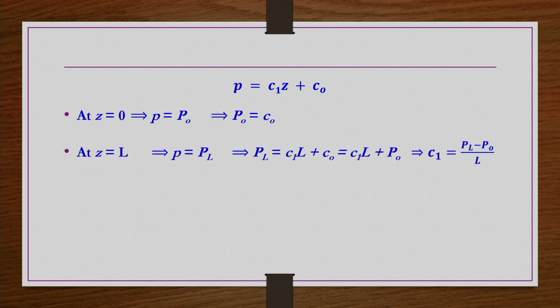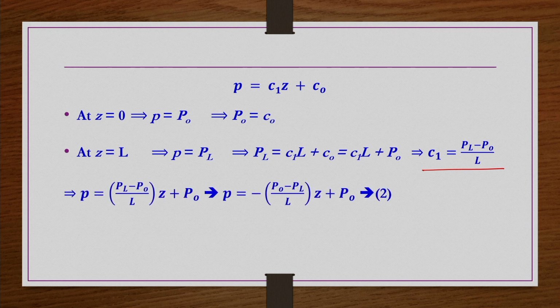So, what are the boundary conditions? At z equal to 0, p is equal to p naught. So, C naught should be p naught, and at z equal to L, p is equal to p L. So, p L is equal to C1 L plus C naught, then C1 we get as p L minus p naught by L. That means p is equal to p L minus p naught by L times z plus p naught. The same thing we can write as minus, p naught minus p L, divided by L. So, p is equal to minus delta p by L times z plus p naught.